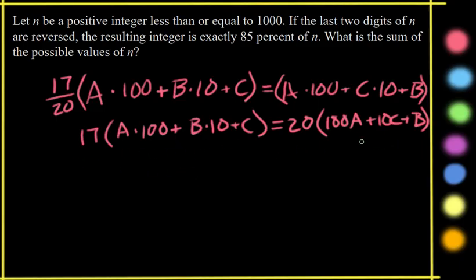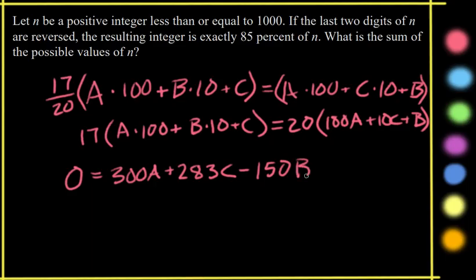Maybe we'll subtract this side from that side to give us 0 on this side. 0 is equal to, so we've got 2000a minus 1700a. That's going to be 300a. And then I've got 200c minus 17c. So that's going to be 283 times c. And then what have I got for b? Let's see, did I do that right? 200c. Yeah, I've got 20b minus 170. So that's going to be minus 150b. It's got to be equal to 0.